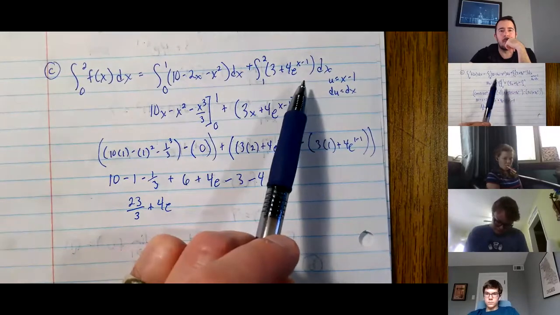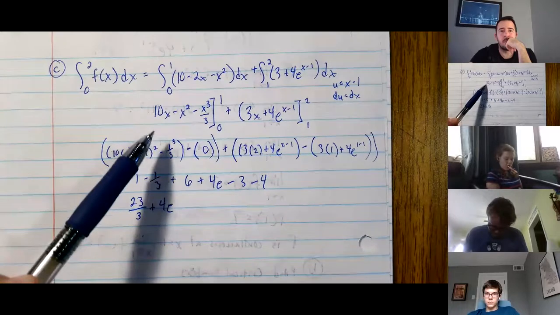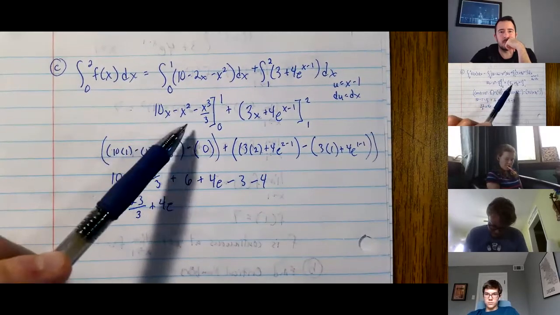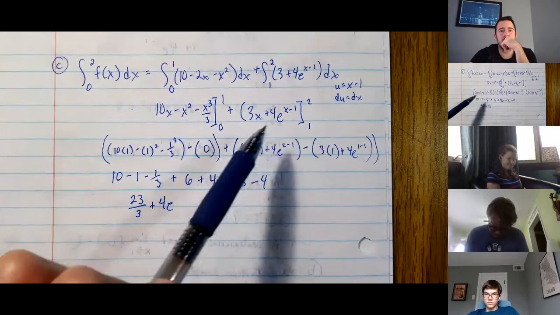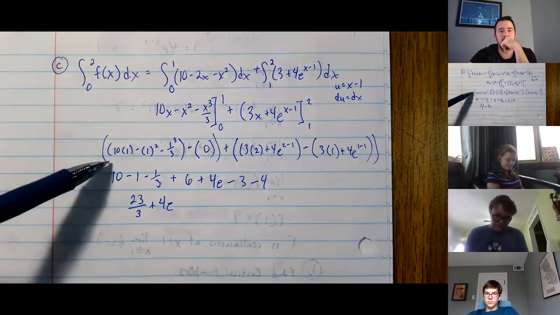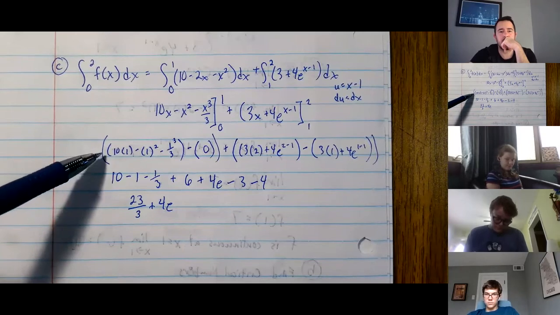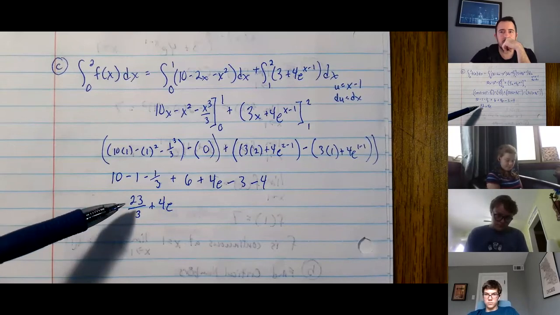Both of these we evaluate by hand. So the integral of 10 minus 2x minus x squared, and then the integral of 3 plus 4e to the x minus 1, and then we're plugging in 0 and 1. Now, I did say this line right here is sufficient in a free response question. You do not need to go any further from this. However, if you do simplify, then you end up with 23/3 minus 4e.